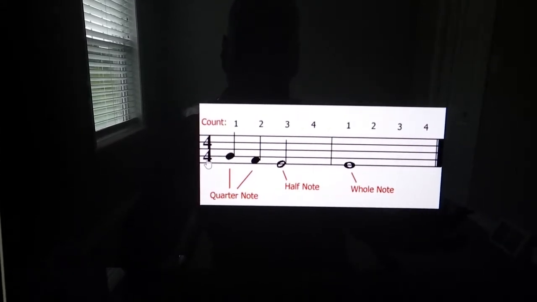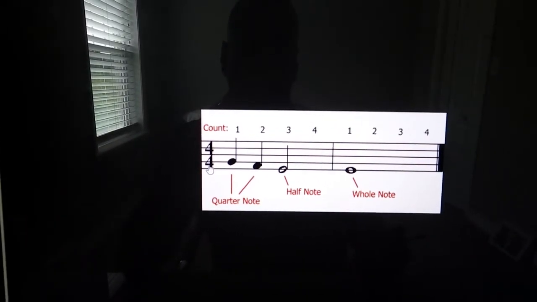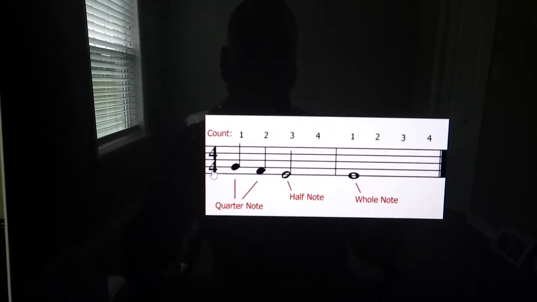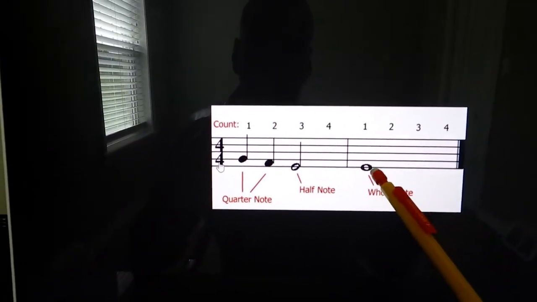Besides being artistic, music is very mathematical and ordered. It's very right brain and left brain. Just to review some of the notes we've looked at.